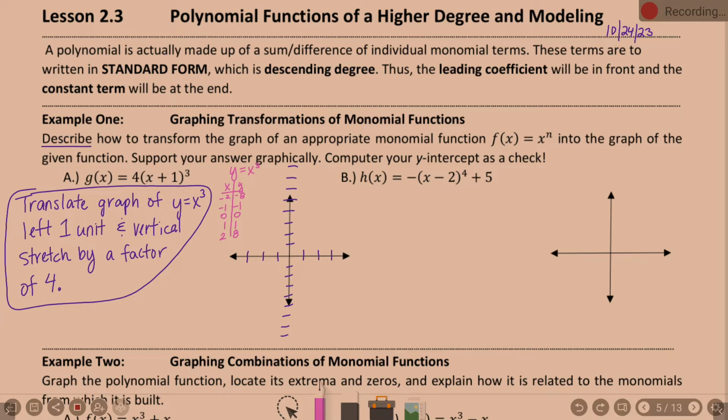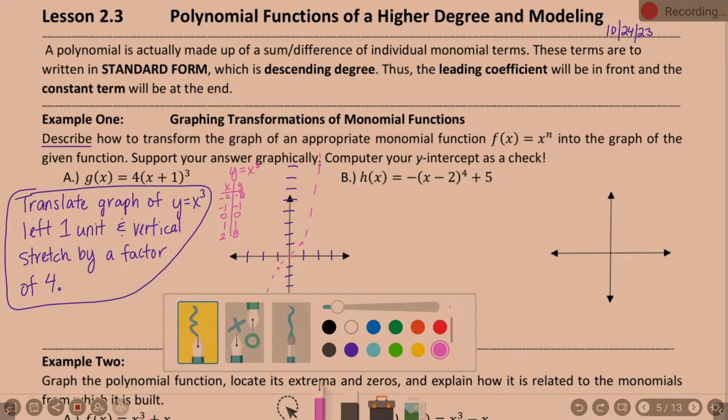So if I think about those basic points, I'm just going to put them on here so I have the basics. 0, 0; 1, 1; 2, 8; -1, -1; -2, -8. I'm just going to do a dotted line through there, or maybe, well, I already put it on there. But we want to take this graph and we want to transform it.